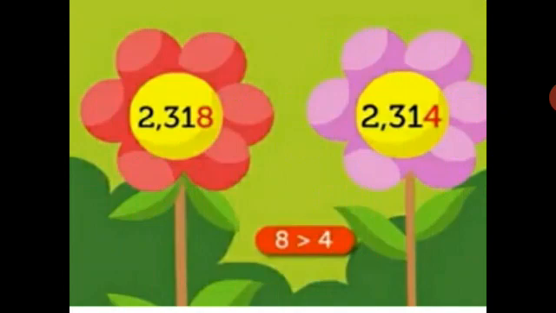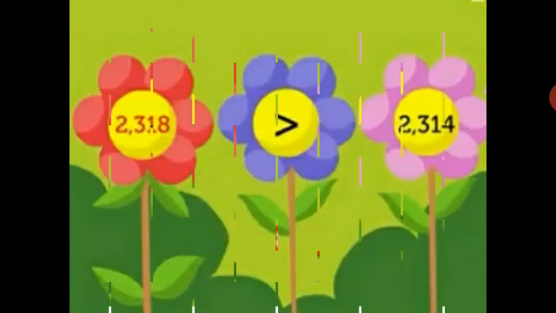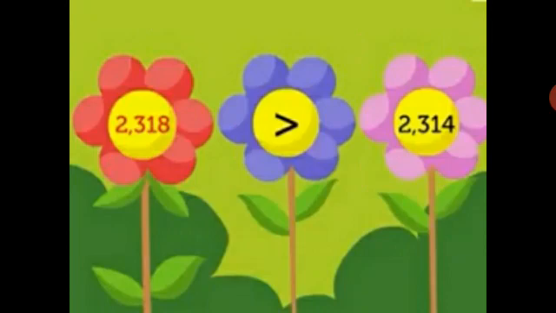So for the greatest number, the side mouth is open. So you want to write the greater than symbol. So 8 belongs to which number? 2318. 2314. So this 2318 is the greatest number. So the greatest number's side mouth is open, so we want to write the greater than symbol. Have you understood this one?